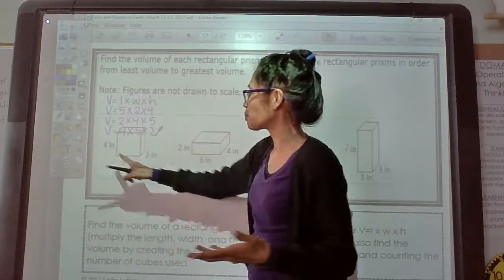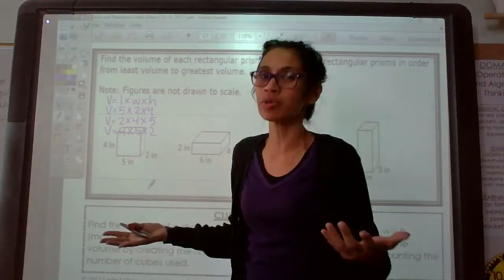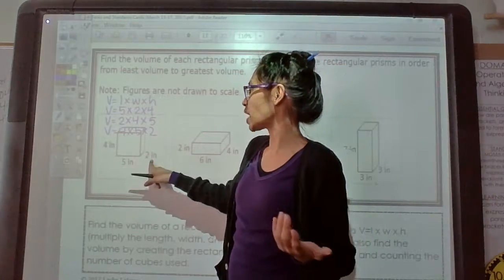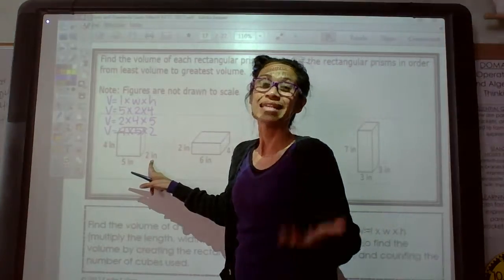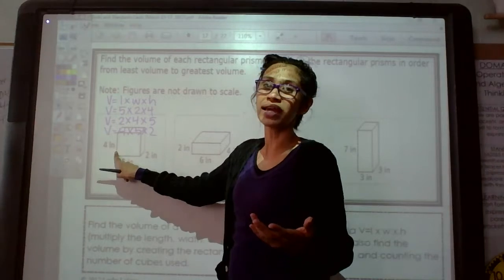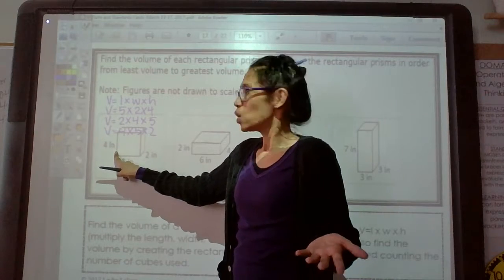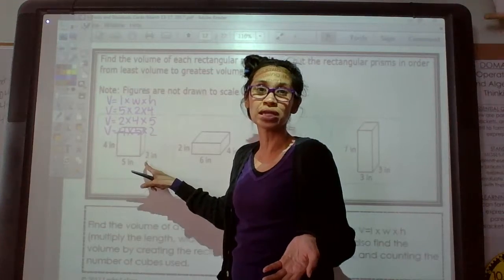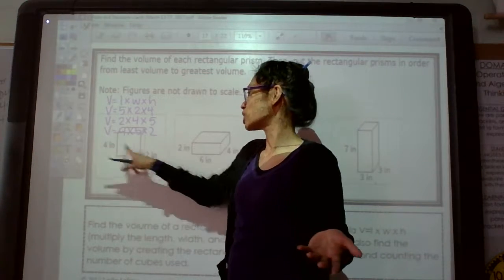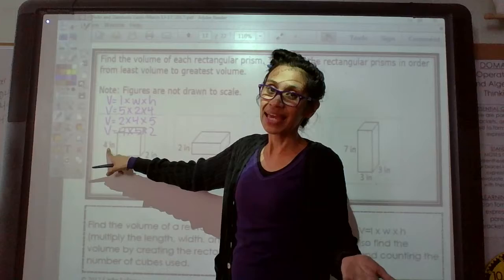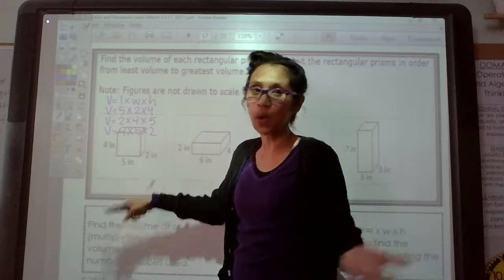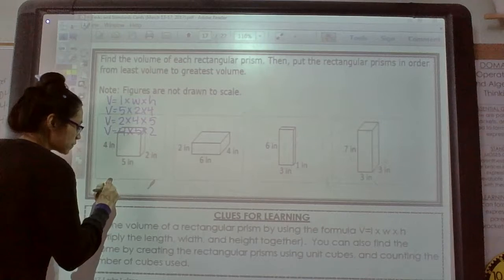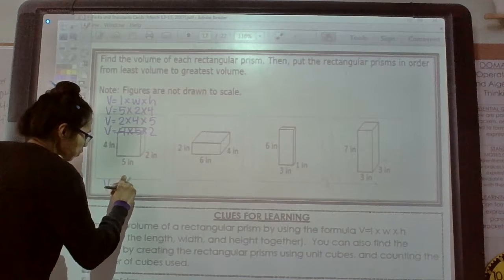Okay? So, for example, we have 4, 5, and 2. Which two numbers would you like to multiply first? Okay, we can do the 5 times the 2, which is 10 times 4 is 40. Or I can do 4 times 5 is 20 times 2 is 40. I can do 2 times 4 is 8 times 5 is 40. So whichever numbers you multiply first, you'll still get 40. So the volume of that is 40.